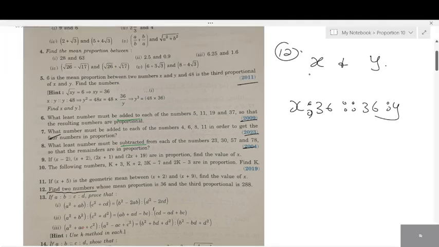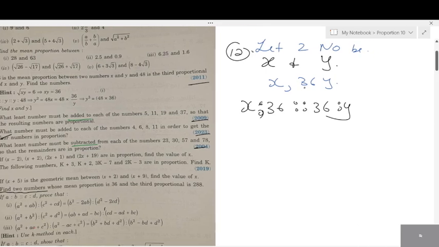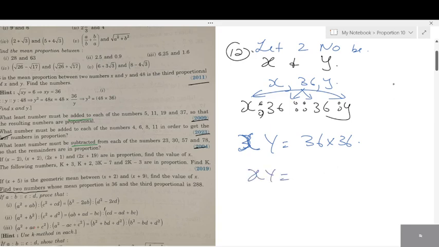I'll repeat, 12th one. Find two numbers whose mean proportion is 36. Let two numbers be x comma y whose mean proportion is 36. So for this x and y, the mean proportion is 36. You have to write x comma 36 comma y. So 36 will be in the middle. I told you all, whatever number is in the middle, split into two parts. Use product of means is equal to product of extremes. x into y is equal to 36 into 36.